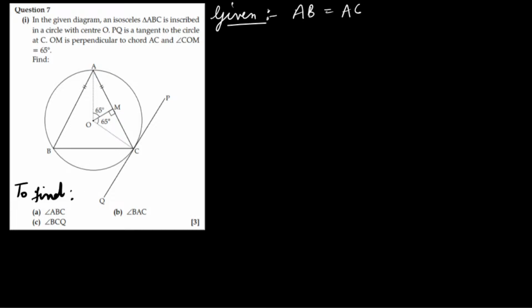What we have to find? We have to find angle ABC. ABC is this one. This angle we have to find. And we have to find angle BAC. We have to find this angle. And we have to find angle BCQ. This angle we have to find. So these three angles we have to find.